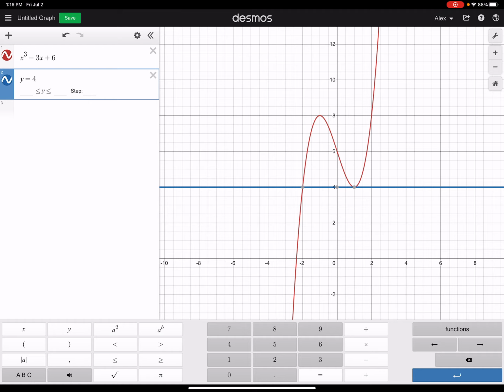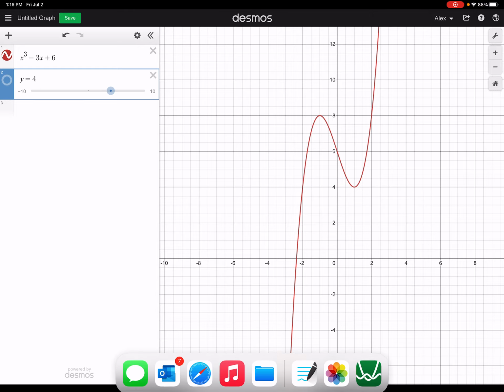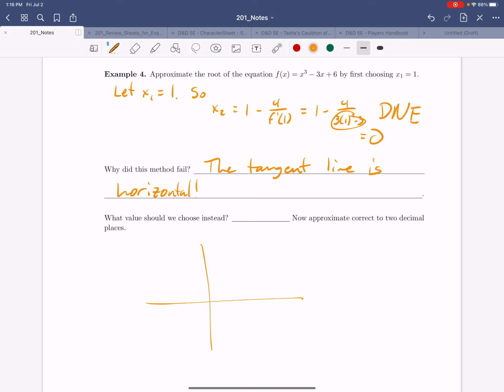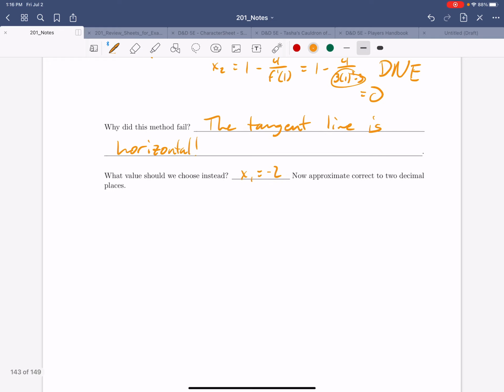So what should we do? Looking at this graph, we probably should have chosen a number like -2, or something like that, okay? And I will leave that to you to do Newton's method a couple of times until you get it correct to 2 places.